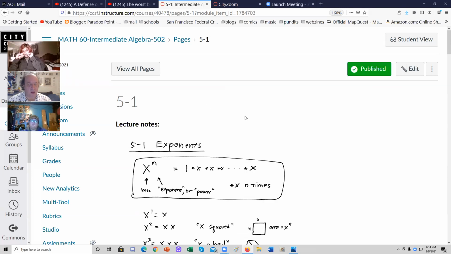Okay, for today we do sections 5.1 and 5.2, having finished chapter 4 last time. So chapter 4 homework is due by the end of this week. Anyhow, 5.1 is about exponents, 5.2 is about scientific notation.